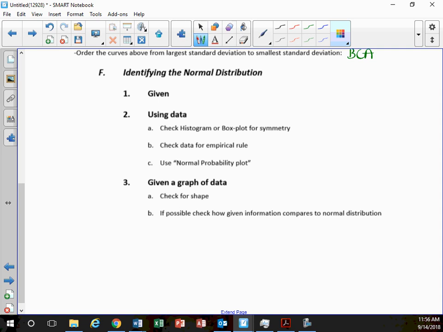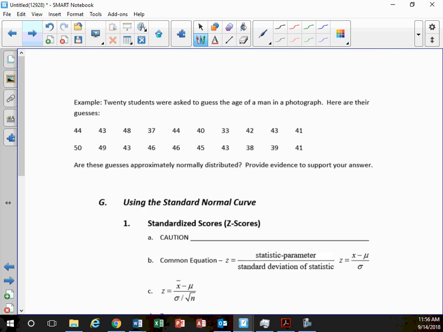You could calculate the empirical rule also, but then you're telling them 68% of the values fall between here and here. I don't think it's the easiest way to go about proving that something's normal. Okay. If they give you the graph, you just have to talk about the shape of the graph. Does it look approximately normal? That's what you're doing there. Okay? So those are how we identify that, yes, this is a normal distribution. Okay.